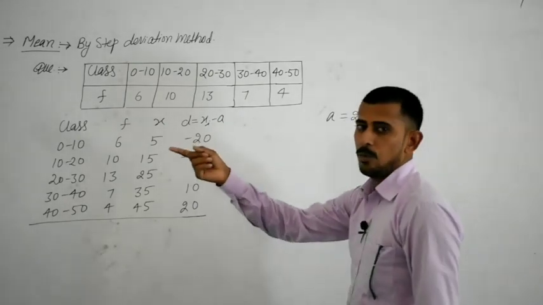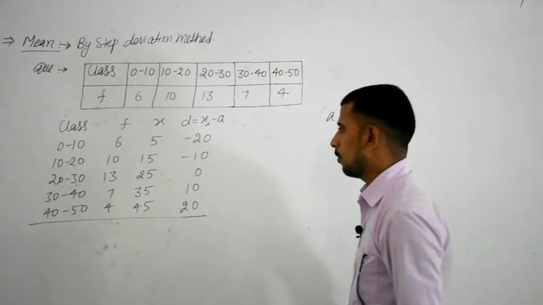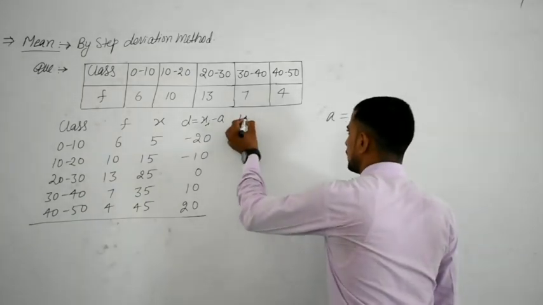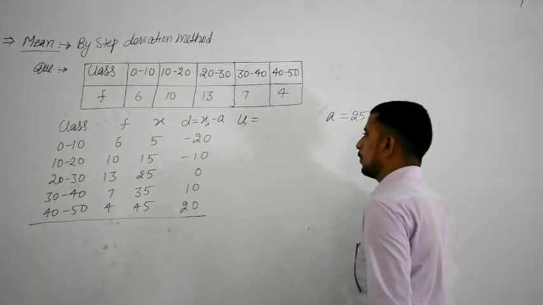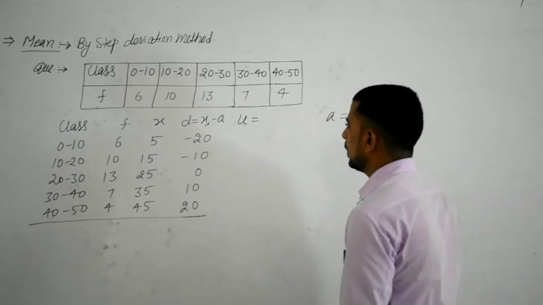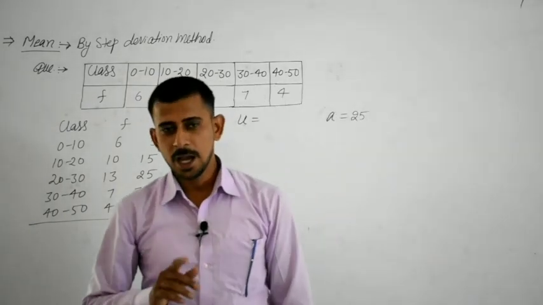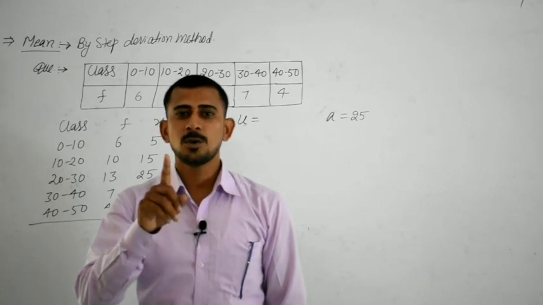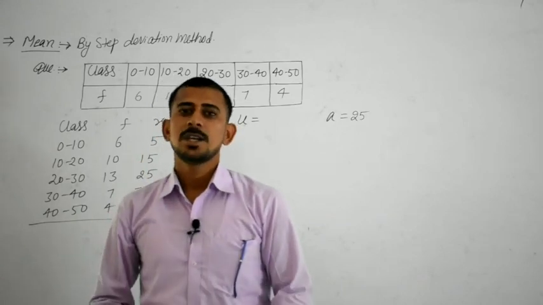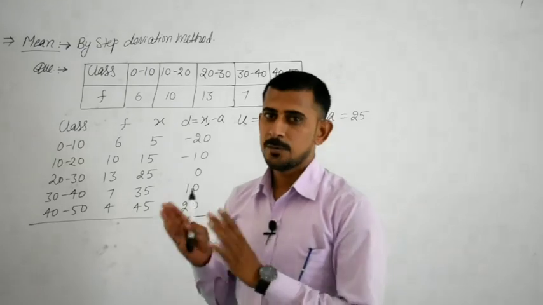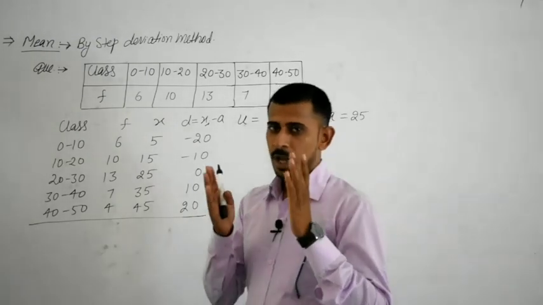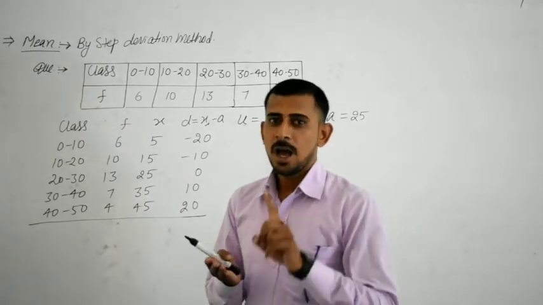Now one extra step is to find the value of u. It means deviation D divided by h. H is the height of class, or class interval difference. Listen carefully. H means height of class.